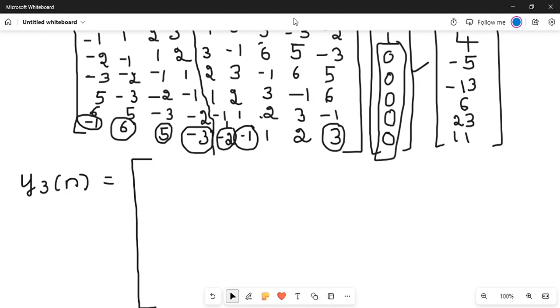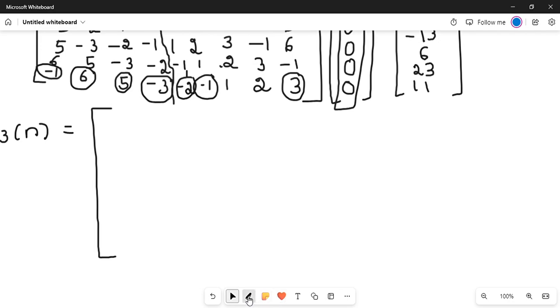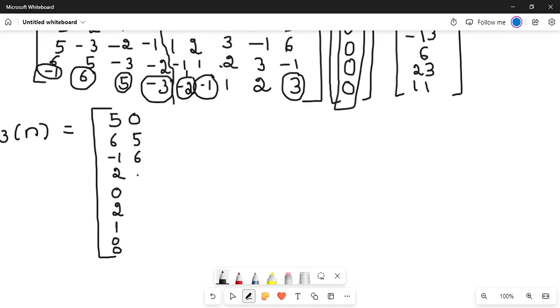Fine. Okay. So y3 of n is equal to 5, 6 and minus 1, 2, 0, 2, 1 and 0, 0. Fine. Now I'll shift all this upward. First I'll shift 0 upward, with the same process. I'm doing this first because I've already taught you y1 of n and y2 of n, so I guess you can easily do y3 of n. 0, 2, 1, 0.